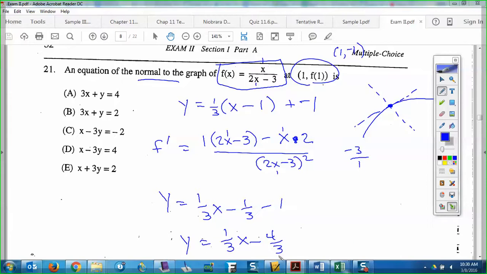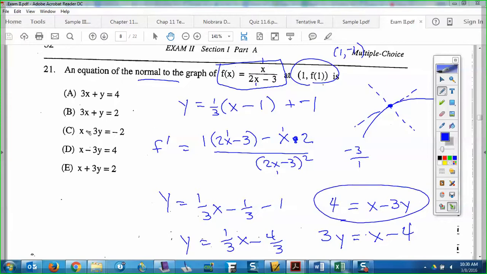Probably multiply everything by 3 would be smart. 3y equals x minus 4. And I start looking at my answers up here. It looks like they're all in standard form with the x written first. So probably subtract my 3y over to here. X minus 3y. Add my 4 over to the other side. So it looks like x minus 3y equals 4. X minus 3y equals 4, like that. Okay, that's a good one to practice some of that stuff from before.